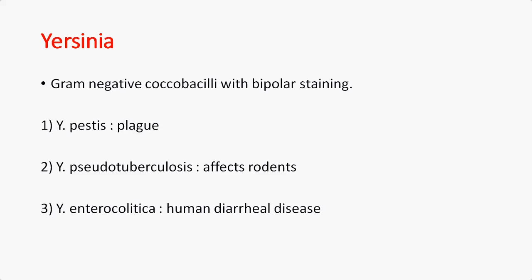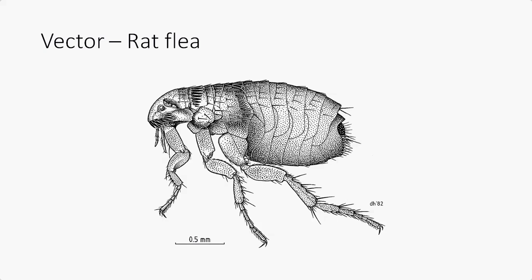Under Yersinia we are going to see the 3 main species which infect humans: Yersinia pestis causing plague, Yersinia pseudotuberculosis affecting primarily rodents, though some cases have been reported in humans also, and Yersinia enterocolitica causing human diarrheal diseases. This is the rat flea, which is the vector. As you know, this is a zoonotic disease, and this is the vector which transmits the disease from rodents to human beings.